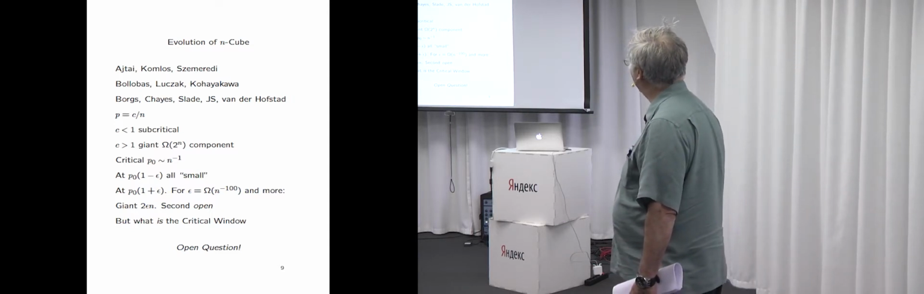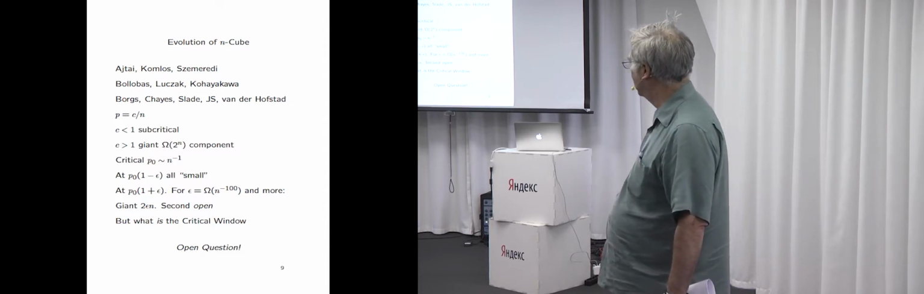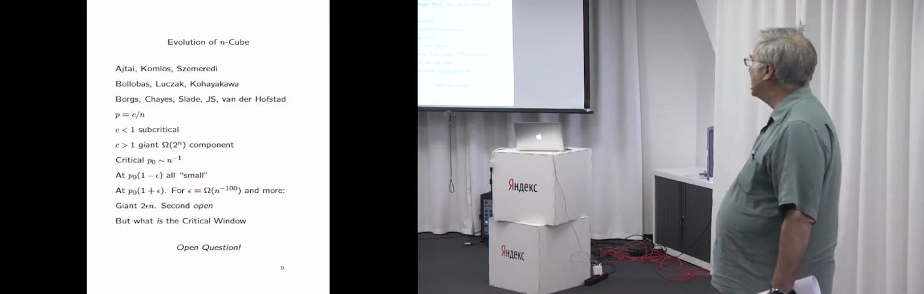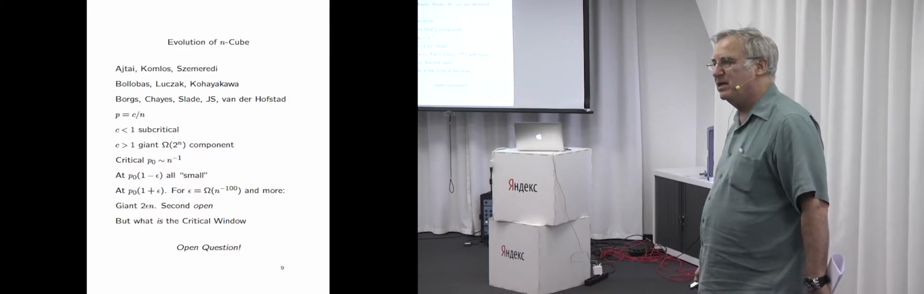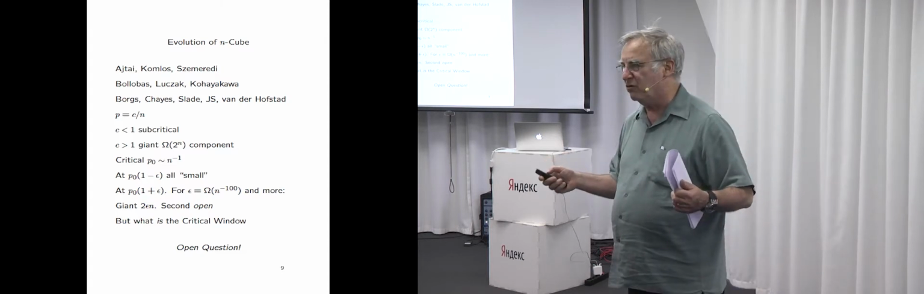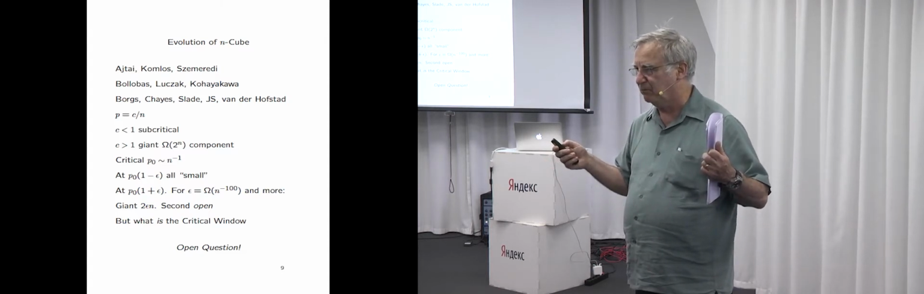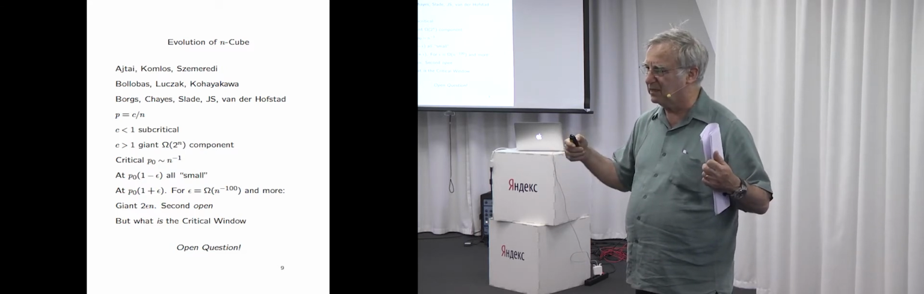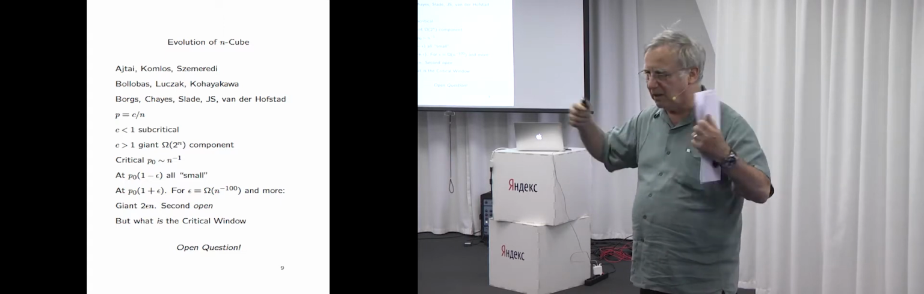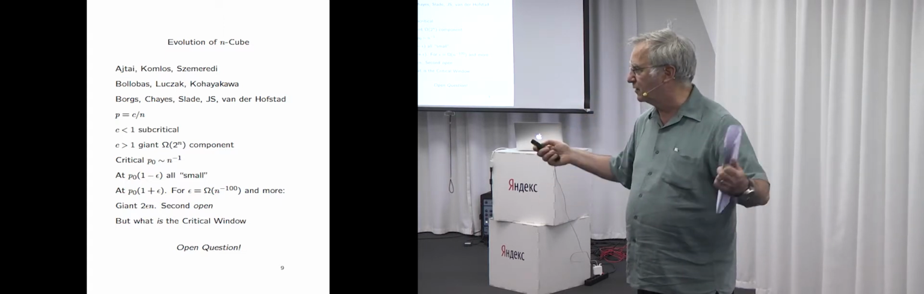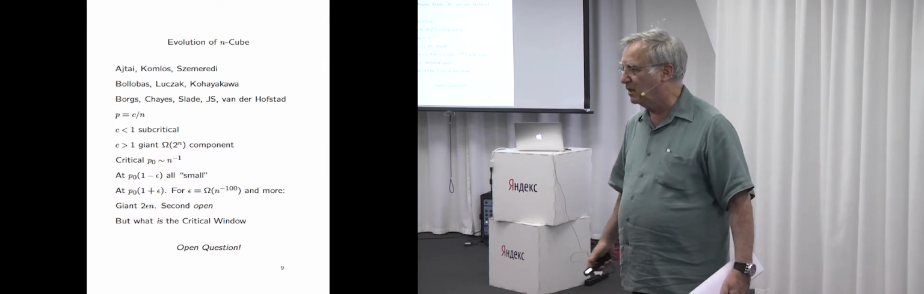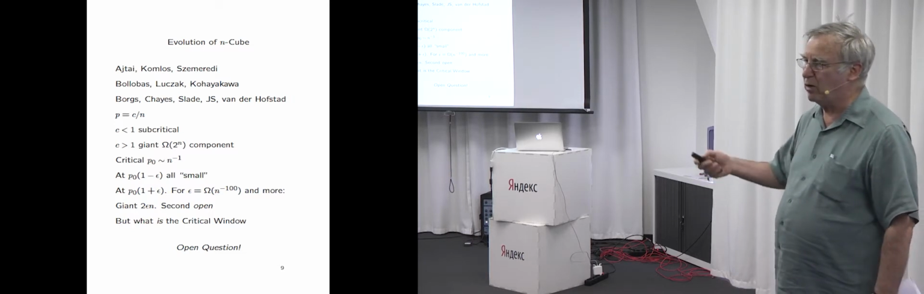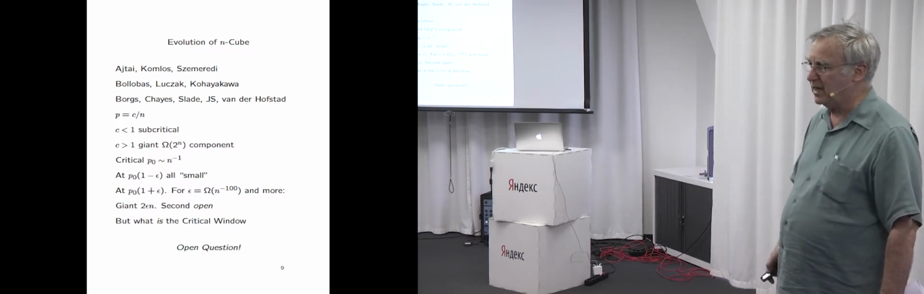So Szemerédi is here, and he had one of the early important papers on this. If p is 0.99 over n, you're not going to get a large component. In fact, the biggest component is basically logarithmic, not in n. You have 2 to the n points. Logarithmic in the size of the graph, which is 2 to the n. But when c is greater than 1, when the probability is 1.1 over n, then you get a giant component.